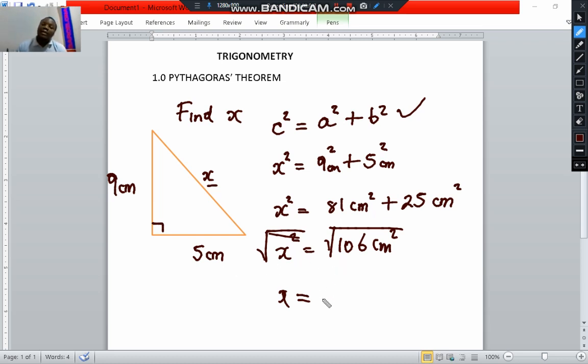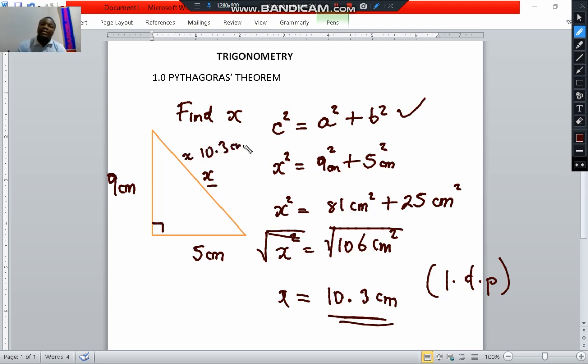The square root of 106 gives me 10.3 centimeters. This is 10.3 to 1 decimal place. So you can see that x would now be approximately 10.3 centimeters to 1 decimal place, or 3 significant figures. So this is the importance of knowing the Pythagoras theorem.